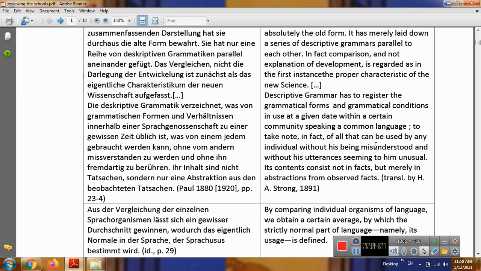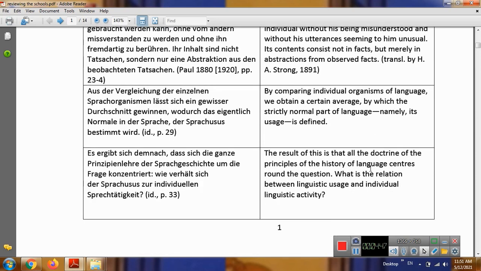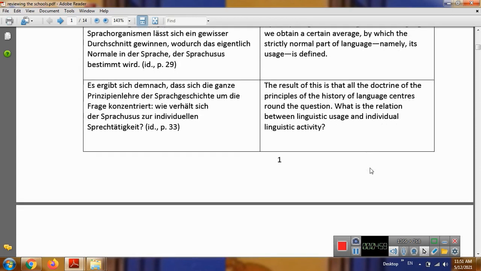To take note, in fact, of all that can be used by any individual without his being misunderstood and without his utterances seeming to him unusual. Its contents consist not in facts but merely in abstractions from observed fact. Another matter about this time is here. By comparing individual organisms of language, we obtain a certain average by which the strictly normal part of language, namely its usage, is defined. The result of this is that all the doctrine of the principles of the history of language centers round the question: what is the relation between linguistic usage and the individual linguistic activity?